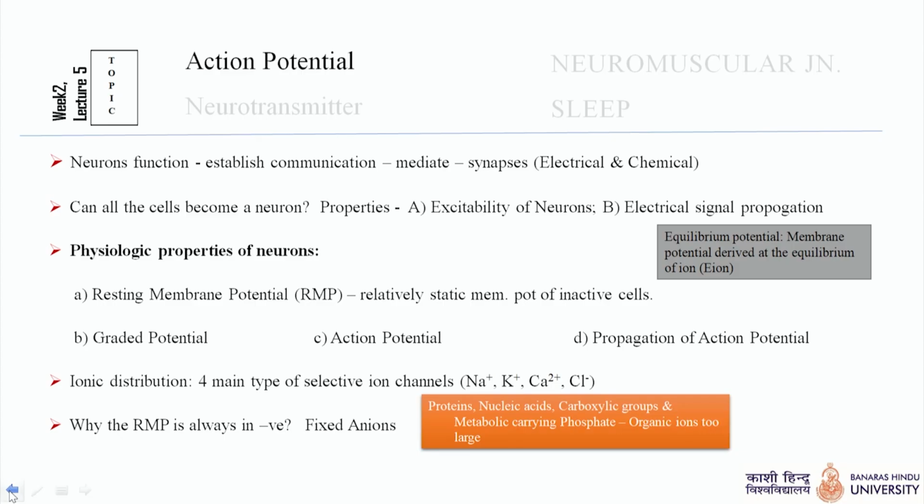What is this resting membrane potential? Resting membrane potential is nothing but the membrane potential of a neuron at the static state, or at rest. So this potential is called the resting membrane potential. Usually the resting membrane potential of a neuron is around minus 65 millivolt, or you can say minus 70 millivolt, of many excitable cells.